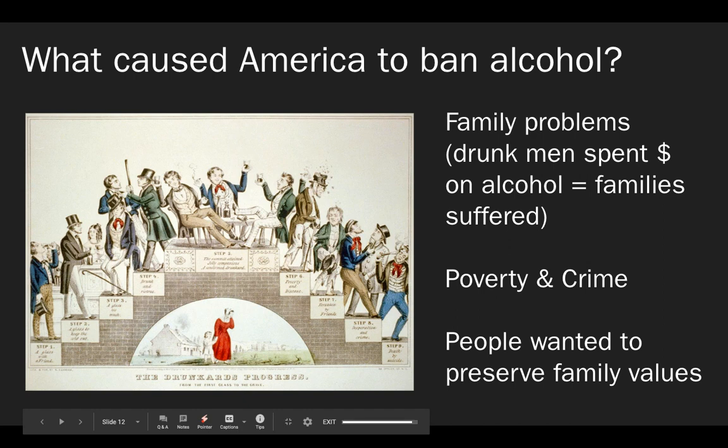And so what we're seeing in the United States at this time is a ton of family-related problems. Men are going out spending the money they earn at work on drinking, and families are left behind. Divorce rates go up. Kids are not being taken care of. In general, we see a lot of poverty and a lot of crime during the time period. People start to push back, and they want to preserve those traditional family values, and they identify alcohol as the cause of all of these social ills. And that is why women begin the push to ban the sale of alcohol during this time period.